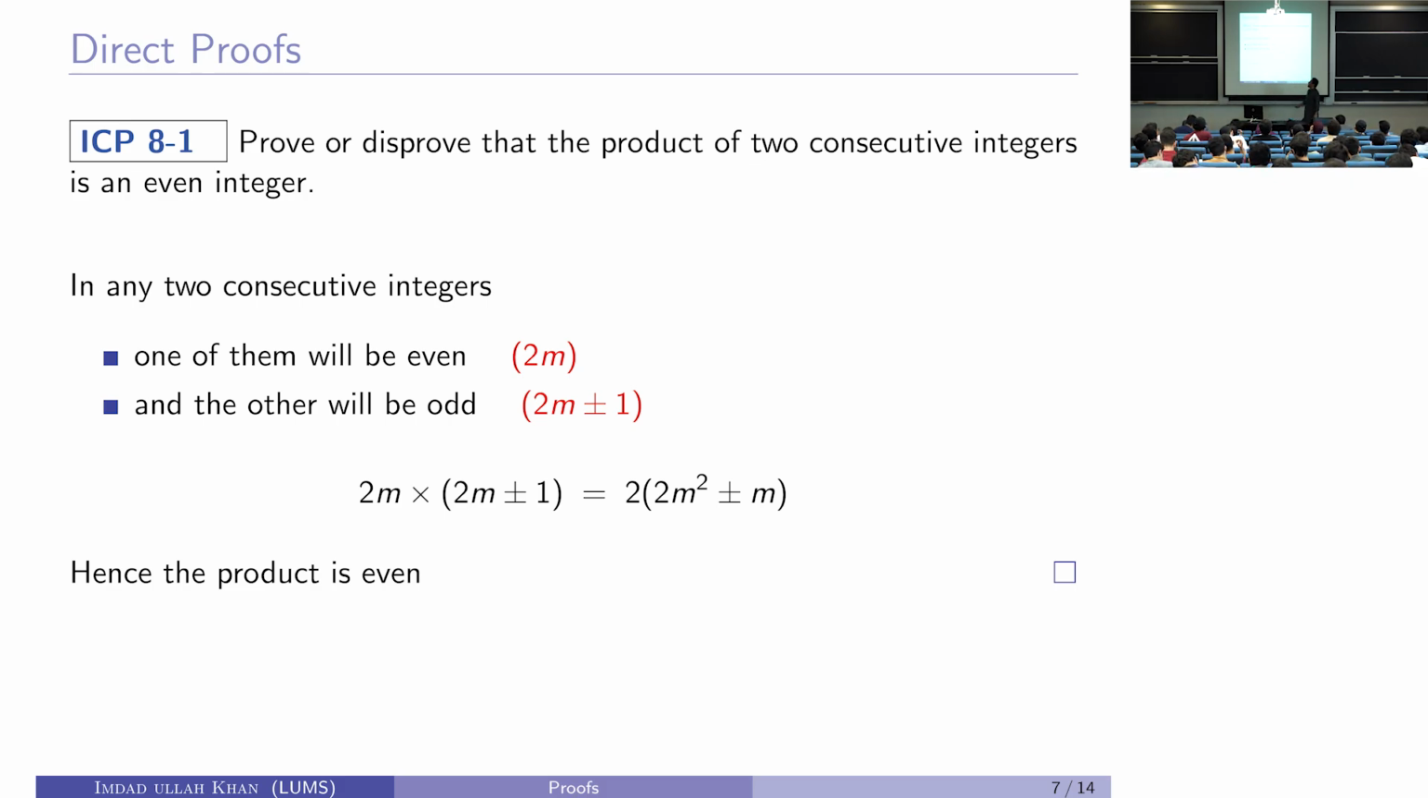So, in both cases, 2m times 2m plus or minus 1 gives 4m squared plus or minus 2m. In either case I can take the 2 common, and the product can be written as 2 times another integer, right? If m is an integer, then 2m plus 1 and 2m minus 1 are also integers. Odd or even, that is not my concern, but this product can be written as 2 times another integer, and that is the definition of an even number, right? So, I can write that the product of 2 consecutive integers is an even integer. Is this clear? Yes? Okay.